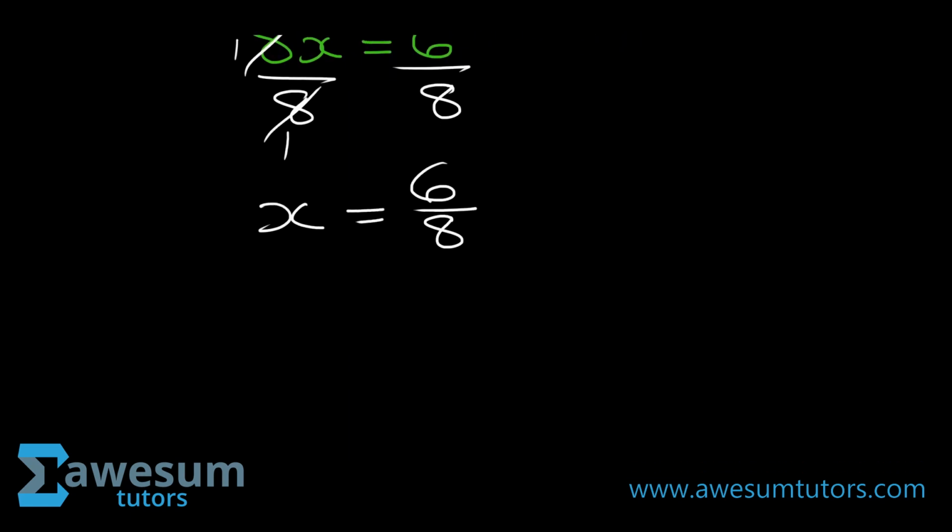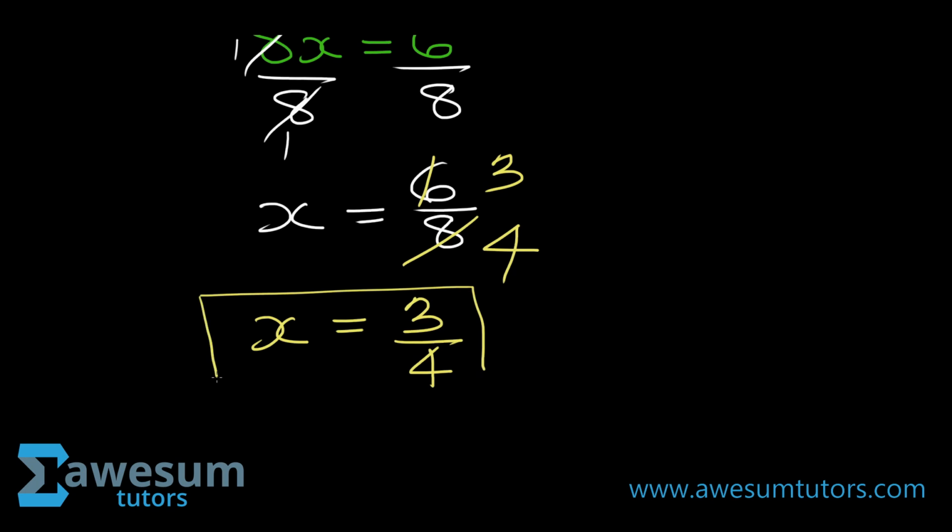But if you take a look at this, we can still divide further, right? So let us do that. 2 in 6 is 3, 2 in 8 is 4. So my final answer for x is going to be 3 over 4. That is my final answer. Very easy, guys. So we've been able to solve the problem set. I hope you guys understand the solution that we have presented to this problem.